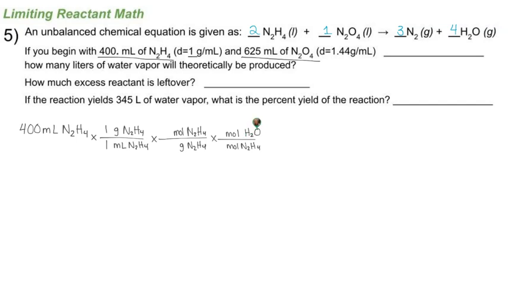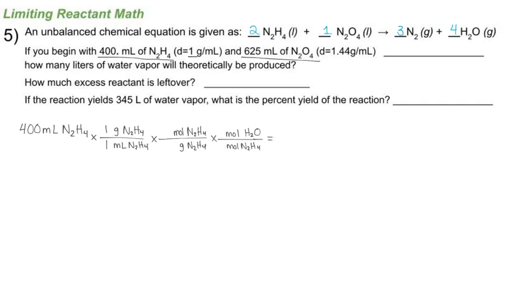moles of H2O. To determine the limiting reactant, it doesn't really matter which product we convert to, as long as we do the same. We convert to the same thing for both reactants, but since it's asking us to find the theoretical yield and it's not just asking to identify the limiting reactant, we want to make sure we find the theoretical yield of the desired product, and it says liters of water vapor specifically. So that's why I'm going straight to H2O.